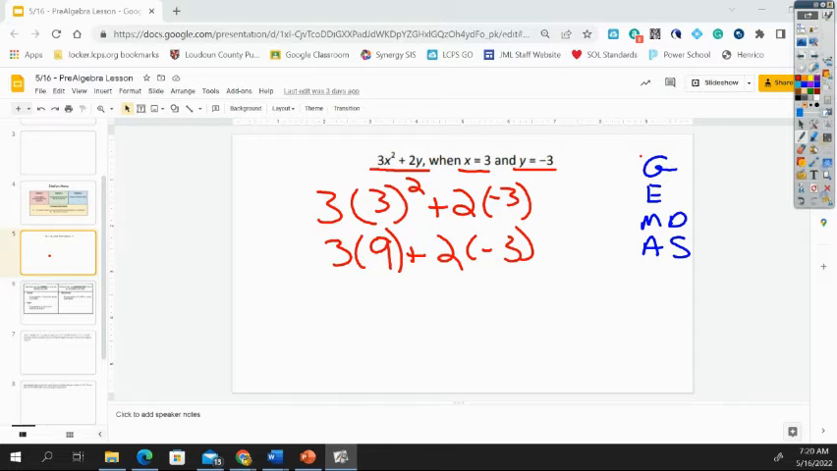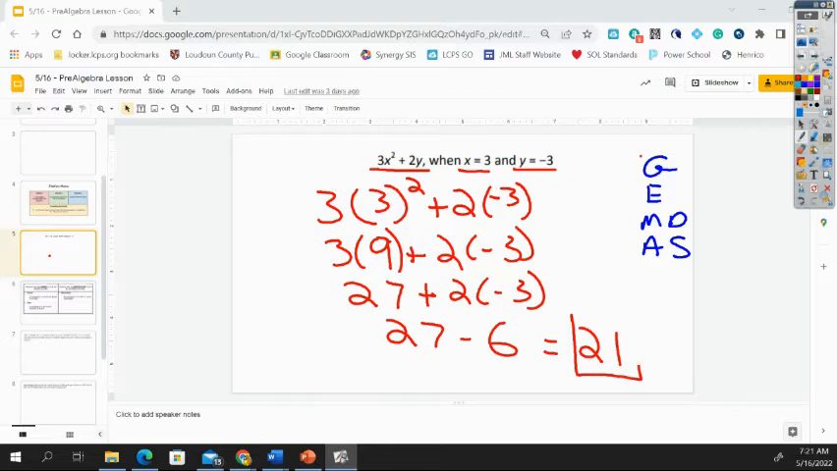After exponents comes multiplication and division. Going left to right, I see 3 times 9, which is 27. And then I have plus 2 times negative 3. If I do 2 times negative 3, I get negative 6, giving me 27 minus 6, which gets you 21. Remember, you will always have access to your Desmos calculator to help you out when you solve these problems. All right, let's move on to our next problem.